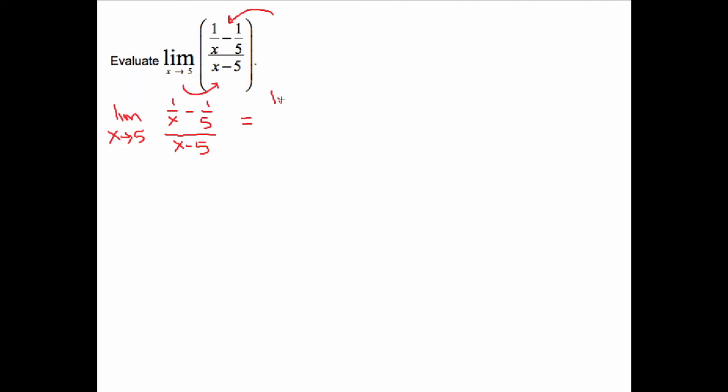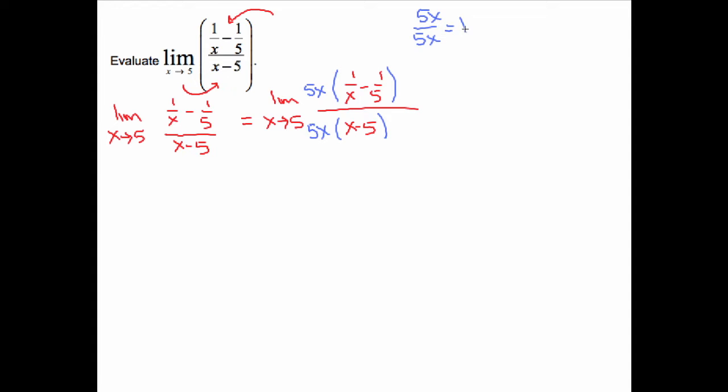So I'll have the limit as x approaches 5 of 1 over x minus 1 over 5, over x minus 5. And if I'm going to multiply by 5x, which is the least common denominator, in the numerator, what else do I have to do? Multiply by 5x the terms in the denominator, because then I'm really multiplying through by 1 and not changing the value of the expression.